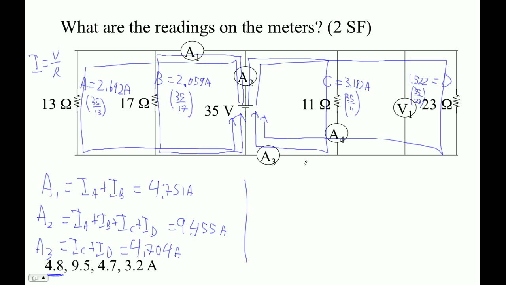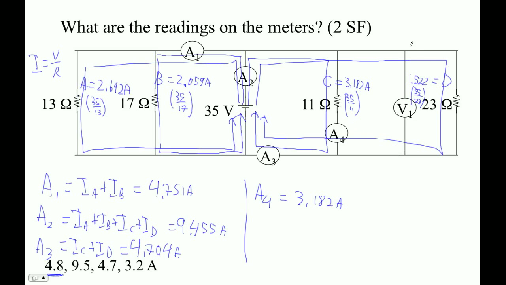Okay, let's see. A4 is just this current. Notice how that one looks like it's going through there, but of course it's out here on this wire. So really it's just that current going through that guy. So A4 is only going to read the 3.182 amps. A4, and that's it. Those are all the ammeters. And then the voltmeter here, right?